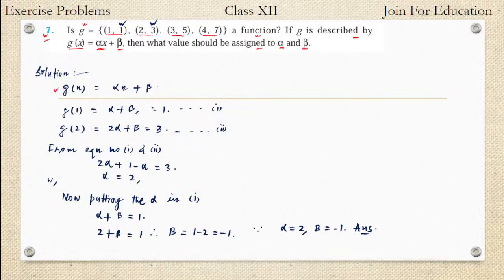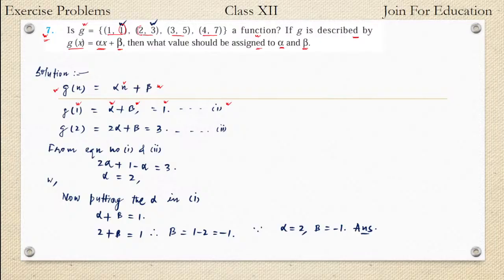Dx from the question, this one is given as alpha x plus beta. So for g1, we write alpha into, instead of x we write 1, alpha into 1 equal to alpha plus beta, and this is 1. Suppose this is equation number 1.